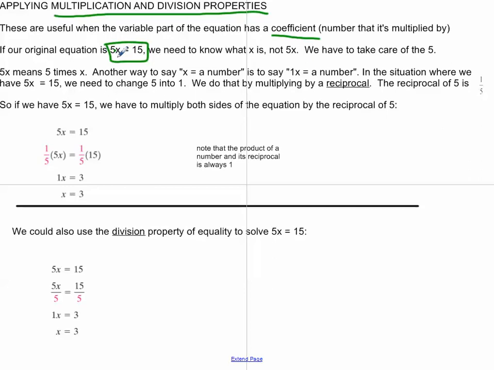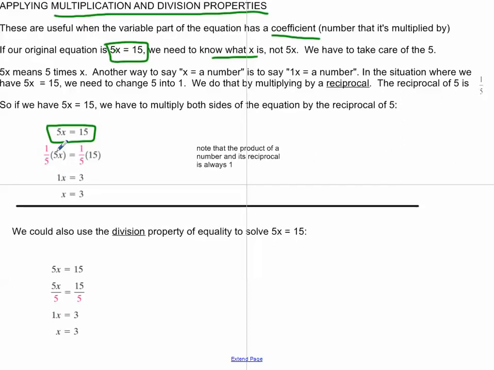So again, we're starting with 5x equals 15. We want to know what x is equal to, not 5x. So we've got to take care of the 5. How do we do that? If our original equation includes a 5 times x, we've got to divide by 5 to get x just by itself. Dividing by a number is essentially the same thing as multiplying by its reciprocal. We saw that a couple of chapters ago, I think it was chapter 1.7.